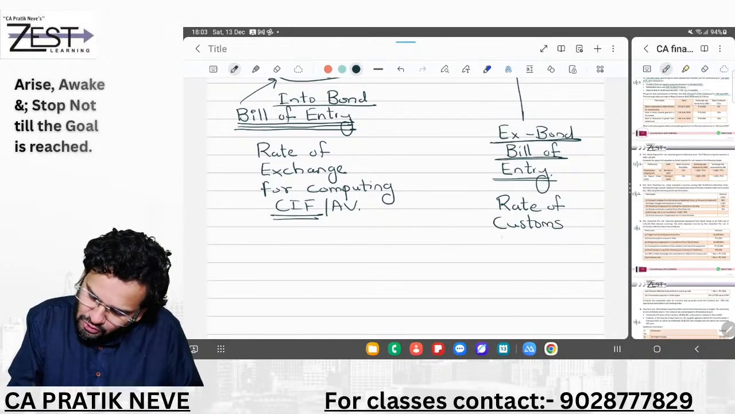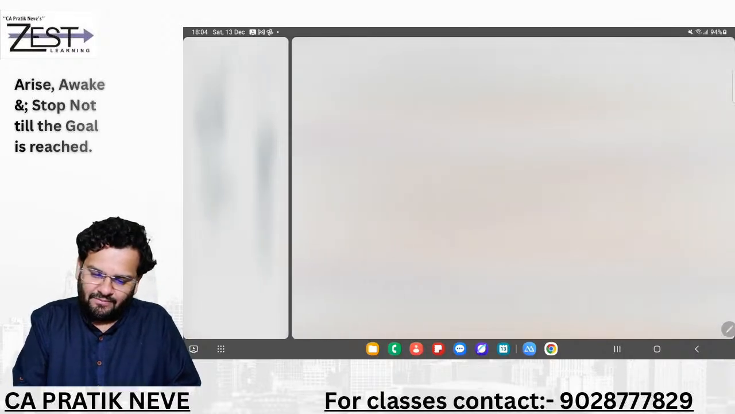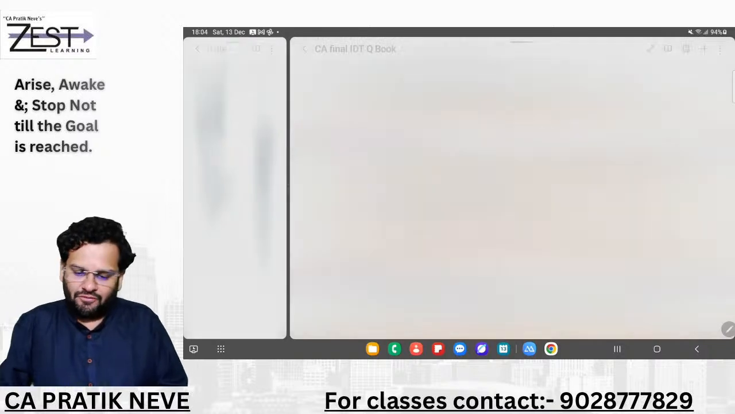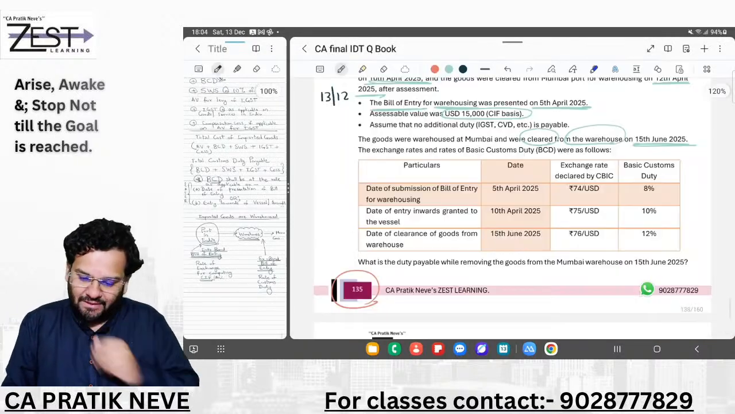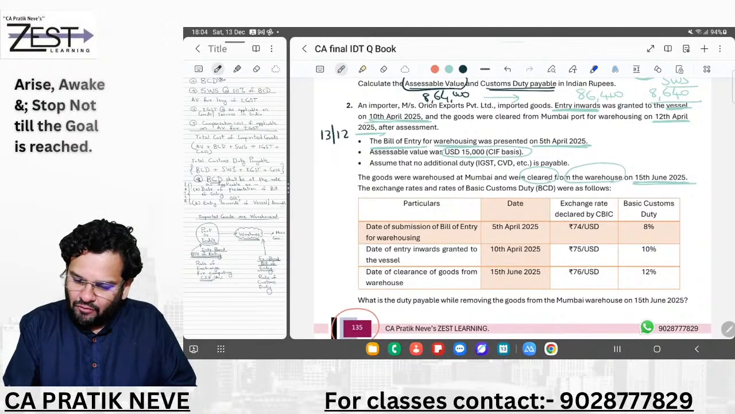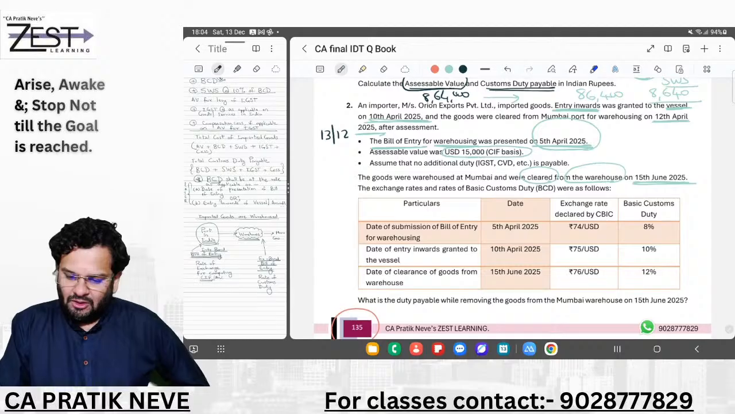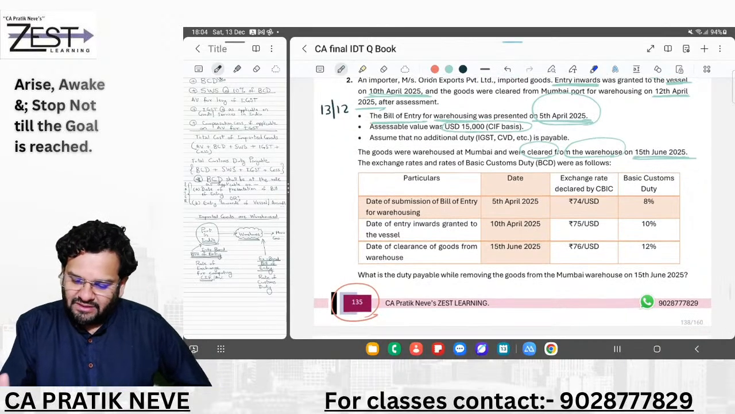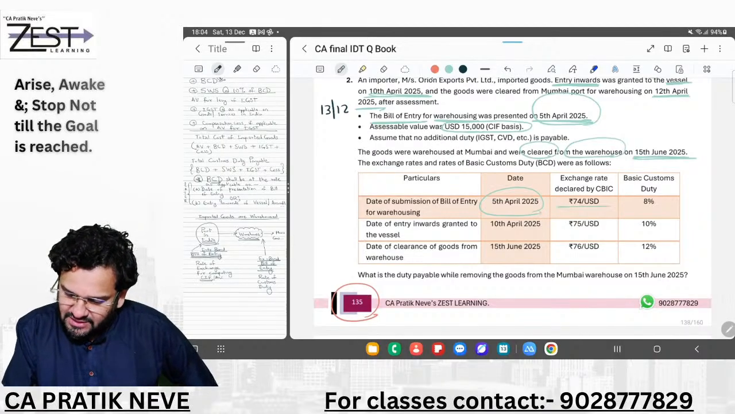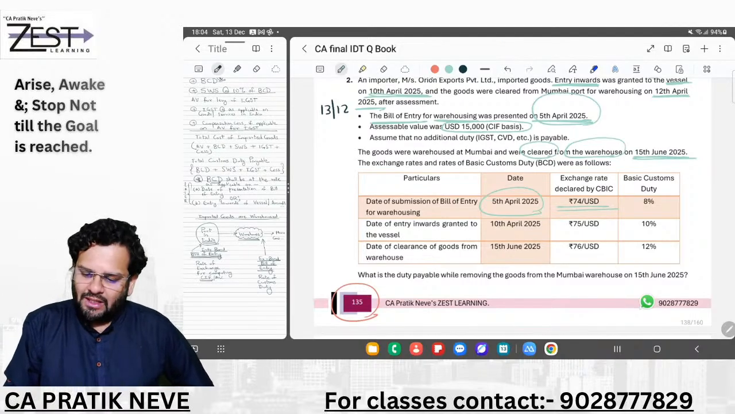Is it clear to all of you? Now the question will make a lot of sense. See, the bill of entry for warehousing was presented on 5th April. Okay. So friends, as on 5th April, you check what is the rate of exchange. So it is rupee 74 per dollar. So that you will consider.